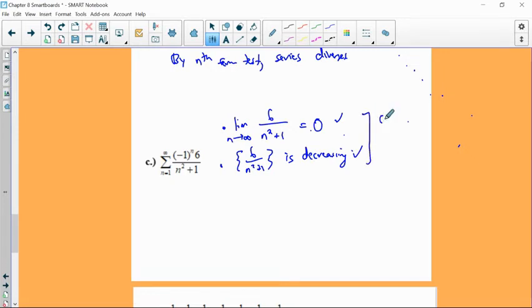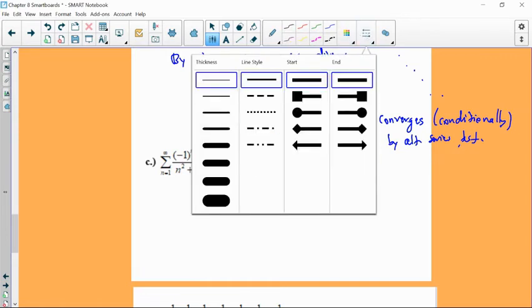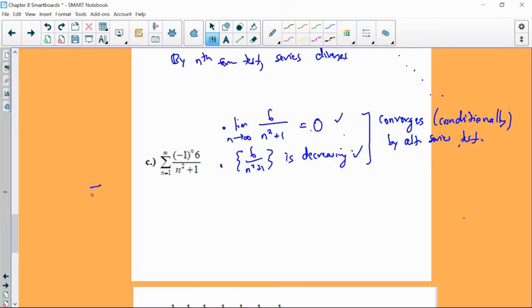So this converges, and at least, I'll put in parentheses, conditionally to start with, by the alternating series test. Now, let's think about its absolute value. Let's now consider, what if you took away the alternating part and we just focus on this?